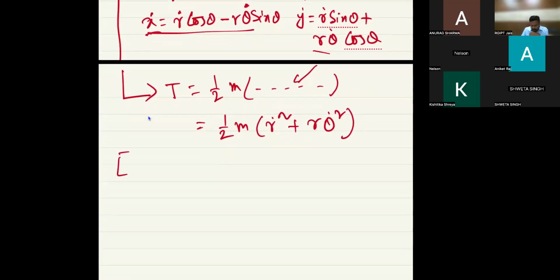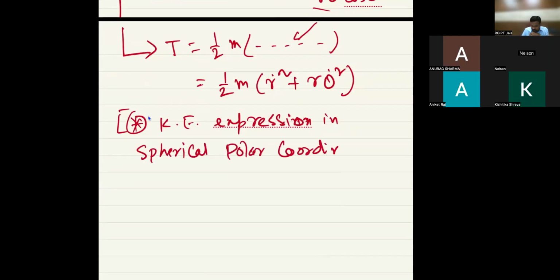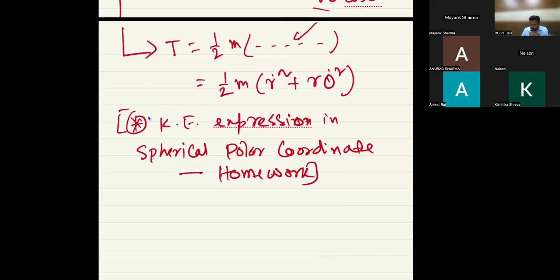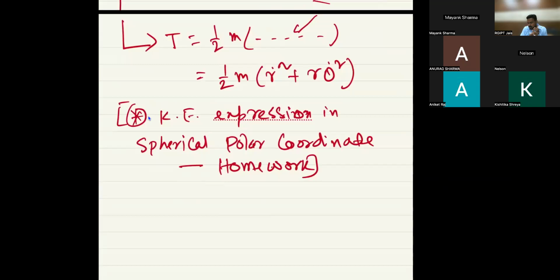You guys should do this as homework. What will be the kinetic energy expression in spherical polar coordinates also? Do this as homework, okay? What will be the expression for kinetic energy in spherical polar coordinates? Okay, now we know the kinetic energy.